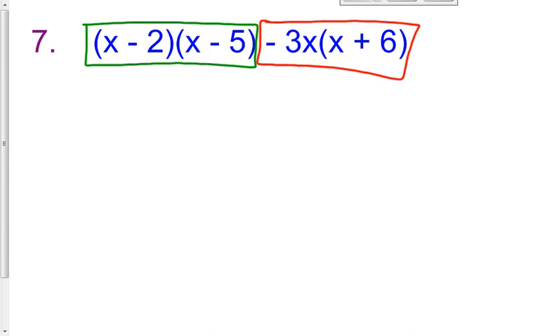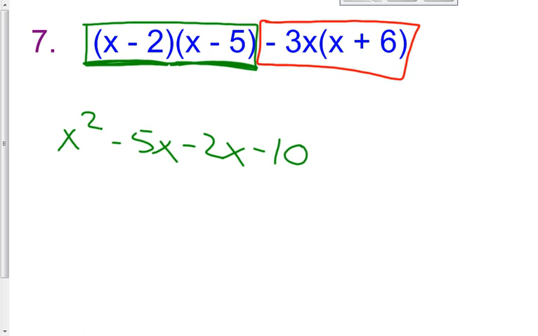So for this green section up here, we're going to multiply a binomial times a binomial using the FOIL method. X times x is x squared. Outside is a negative 5x. Inside is a negative 2x. And last is a negative 10. So I have successfully FOILed that green section of problem number 7.